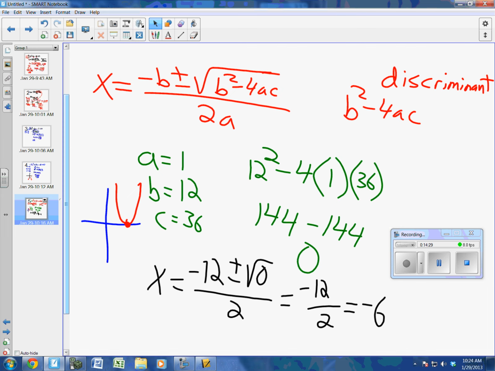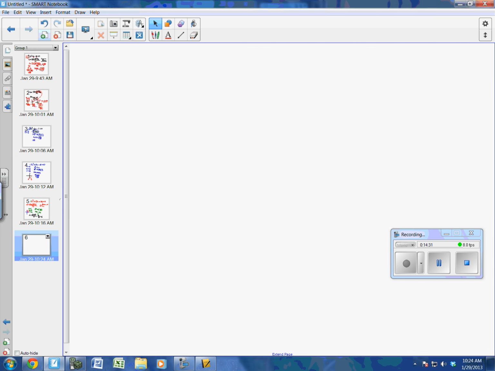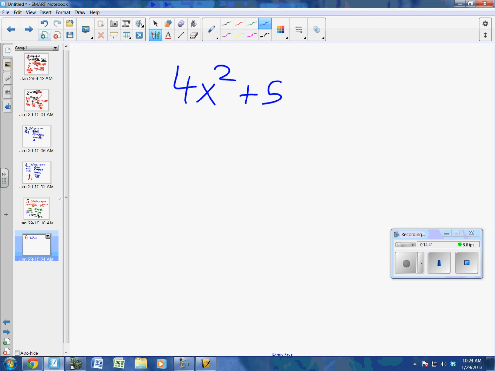I'm going to give you one more discriminant right here. Everybody do this one. Let's go: 4x squared plus 5x plus 7. I want everybody to do that one. Find the discriminant of that one. All we're doing is this part of it. We're finding the discriminant right now.